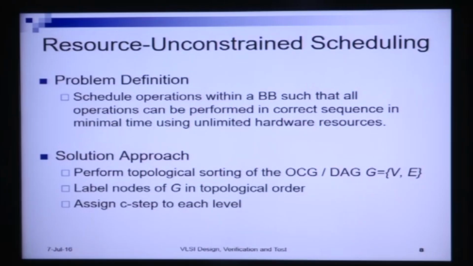So the first type of scheduling that we had said was resource unconstrained scheduling. The problem definition is this: schedule operations within a basic block such that all operations can be performed in correct sequence in minimal time using unlimited hardware resources. So there is no limitation on the hardware resources that we have. Hence the solution approach is to just topologically sort the operations constraint graph and label the nodes in topological order. This topological order will give me the schedule, because finally we just have to assign a distinct C step to each level that we have obtained after topological ordering of the graph.